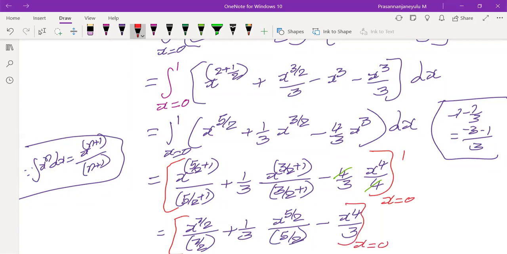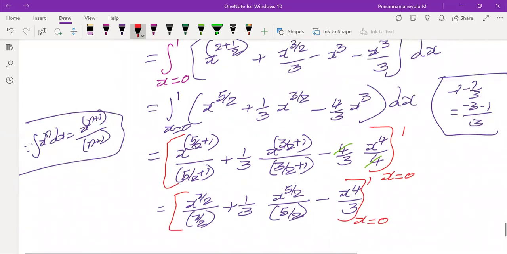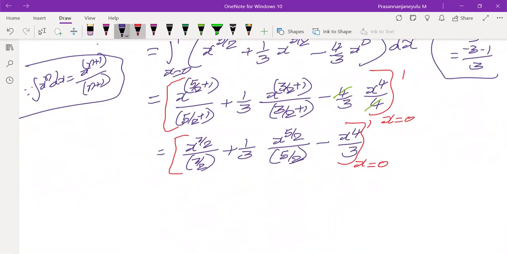I am not applying them now. I'll apply them after one more step. What is that one more step I'm going to do here? Here, 1 by 7 by 2. What is the reciprocal of 7 by 2? 2 by 7 only. So I can write this as 2 by 7 into x power 7 by 2, plus 1 by 3 into 1 by 5 by 2. What is the reciprocal of 5 by 2? 2 by 5. So what can it be? 2 by, already 3 is in the denominator and we are getting 5, so 3 fives are 15, into x power 5 by 2, minus 1 by 3 into x power 4.